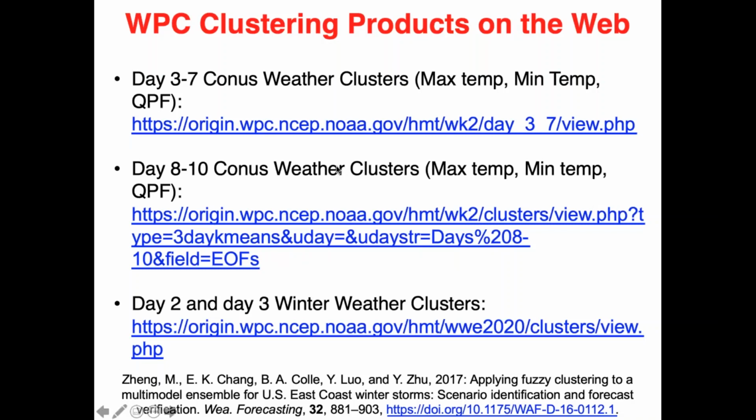So if you guys are interested, a lot of the fuzzy clustering products that I've shown here are available on the web. So for the day 3 to 7 CONUS weather clusters, you can go to this website here. We also have day 8 to 10 CONUS weather clusters, again, for maximum temperature, minimum temperature, and QPF. They're located at this website here. And we also do fuzzy clustering more in the shorter range for our winter weather experiment. So we do day 2 and day 3 winter weather clusters, and they are available here.